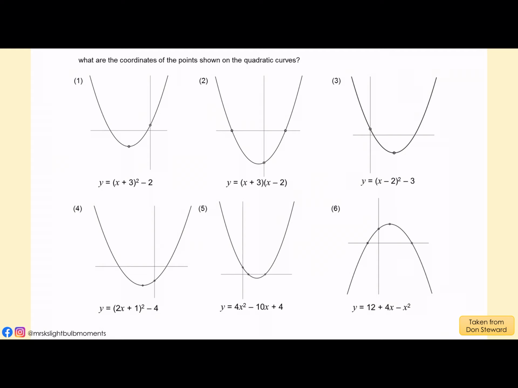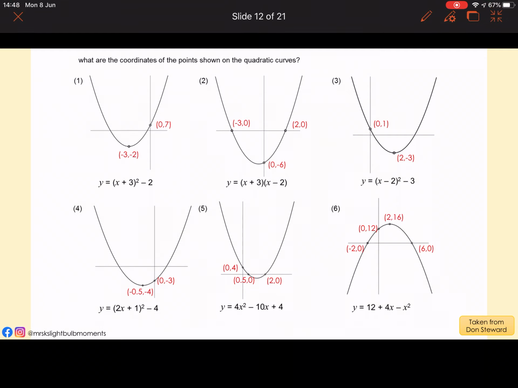Okay, finish the question you're on, and I'm going to put some answers up. All right, answers coming up. There are the coordinates that we should have found. Check your work there. Any questions, do let me know in the chat box and I'll try and explain it there for you.